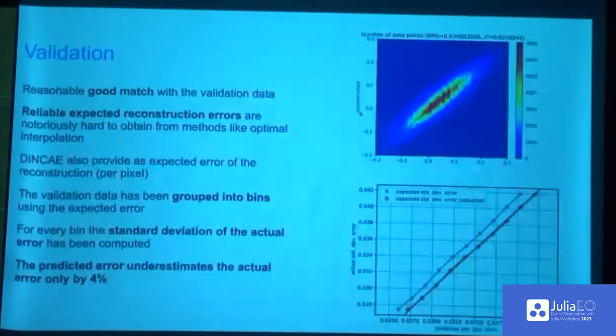And this is a validation result where you see on the y-axis the original data, on the x-axis the reconstructed data. And you see actually quite a good fit between the original data and the reconstructed data.